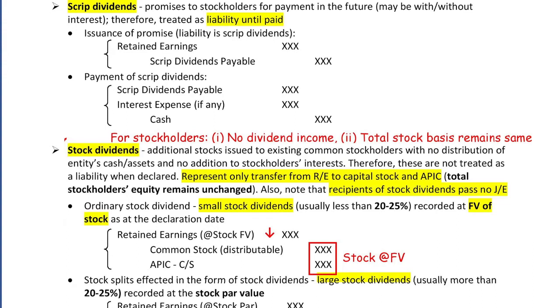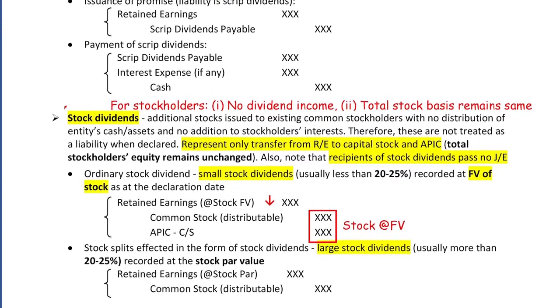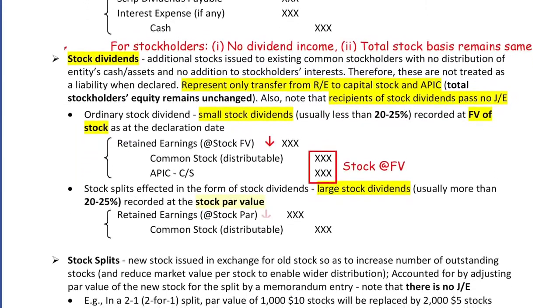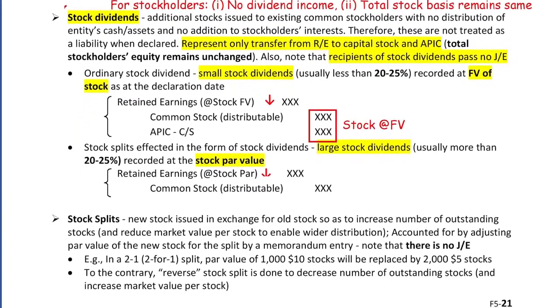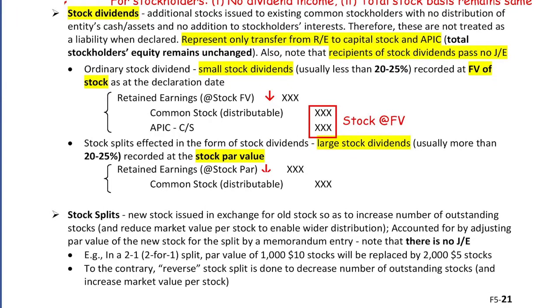Now look at the next one. Stock splits effected in the form of stock dividends. So that's large stock dividends. That's usually more than 20 to 25%. That's recorded at stock par value. Now in this case, the debit is to retained earnings, so put a downward arrow for that. And the credit is to common stock. Put a box around the dollar number and write stock at par. So if it's a small stock dividend, you record at fair market value. If it's a large stock dividend, record at par.